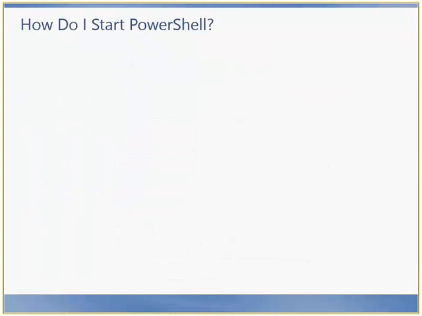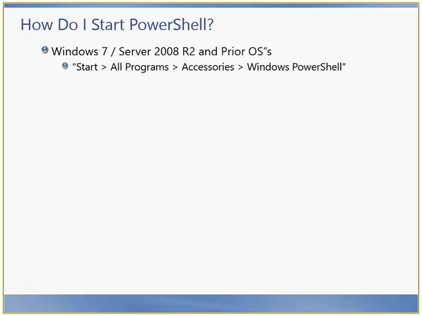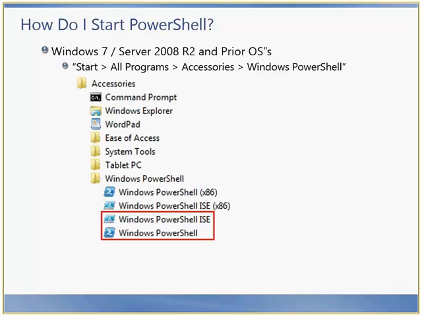Okay, so how do I start PowerShell? On Windows 7 and Server 2008 R2 and prior OSs, you go to Start, All Programs, Accessories, Windows PowerShell. And this is kind of what it looks like. I've trimmed a few things out of the Start menu, but most people are familiar with those OSs, if you're an IT person, so you can find this.